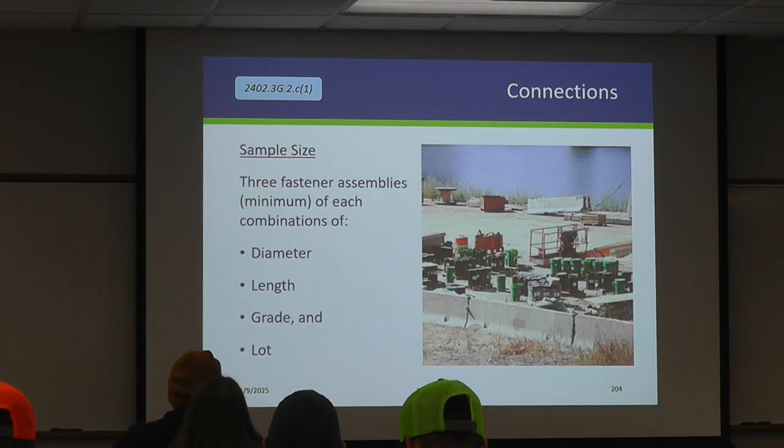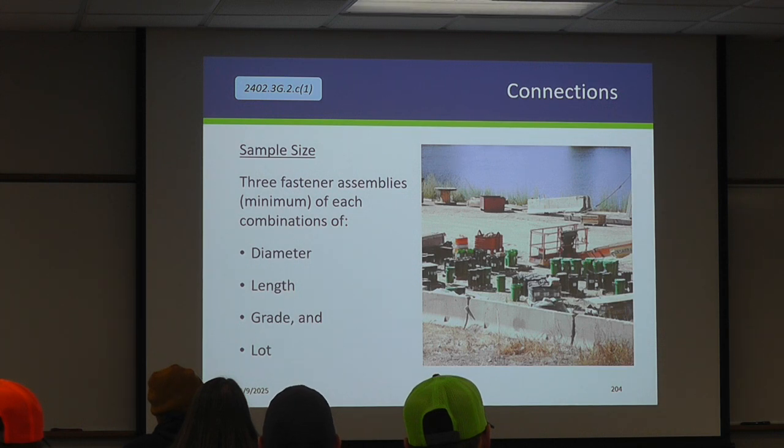You need to pick an appropriate sample size. So the spec book talks about a minimum, and I emphasize a minimum, of 3 fastener assemblies that meet these combinations of diameter, length, grade, and lot. So this does not equate to just 3 bolts and you're done, because typically you do not have the same bolt length for your entire job. So does that make sense?